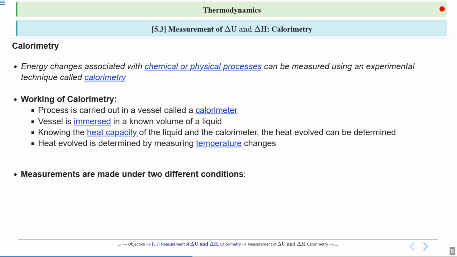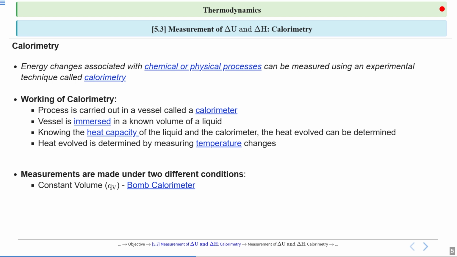Now I said that we are going to measure two things, the internal energy change and the enthalpy change. Now these both are calculated at two different conditions. What are those conditions? First is at constant volume. So if you know the heat change at constant volume, then you are aware about the delta U as well, because both are equal. We know it. We have already seen the derivation as well.